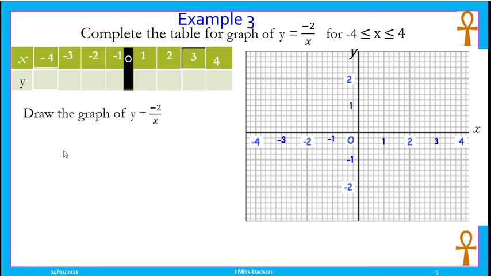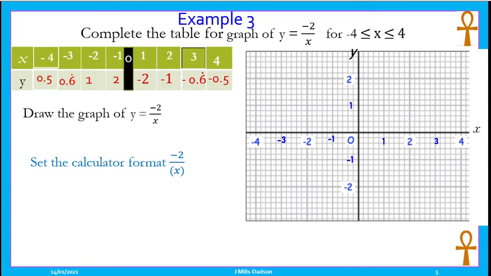Here, we're supposed to draw the graph of y equals -2 over x. So we put in x coordinates, which are -4, -3, and so on. So you're going to have, let's plot the negative section.